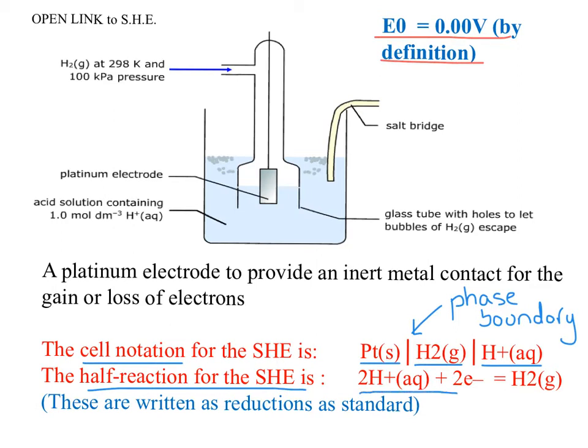So H plus ions are gaining electrons to form hydrogen gas, and that's the hydrogen gas that escapes through the little holes in the glass tube. Now it's important to remember to pop in those state symbols. Now folks, we can be asked to label this standard hydrogen electrode, or we could be asked to draw it, and we can certainly be asked for the cell notation or the half equation or the half reaction. So all these are important to get correct in your notes.